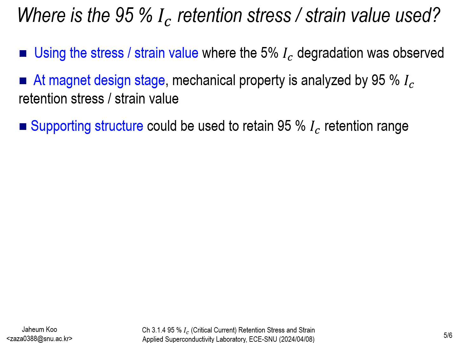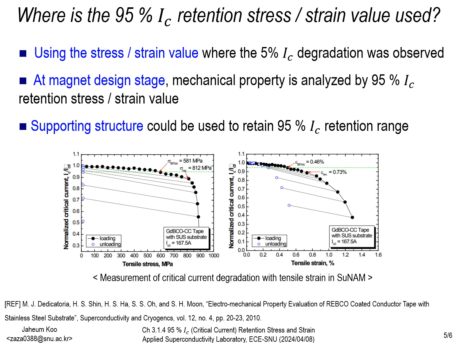In this section, we'll briefly explore how 95% IC retention stress/strain is utilized. First, we measure the deformations that result in a 5% reduction in critical current. Below, you can see an example illustrating how tensile and compressive stresses lead to decreases in critical current. During the magnet design phase, these measured values are used to analyze the mechanical properties of the magnet. If the stress and strain on the designed magnet are found to be excessively high, a support structure may be implemented to mitigate these effects.